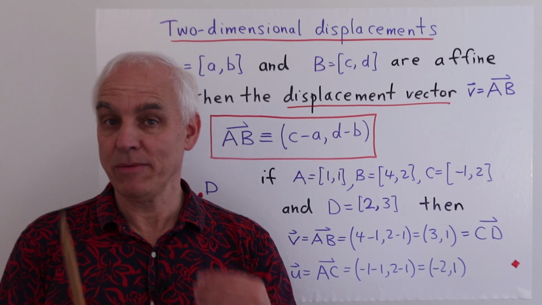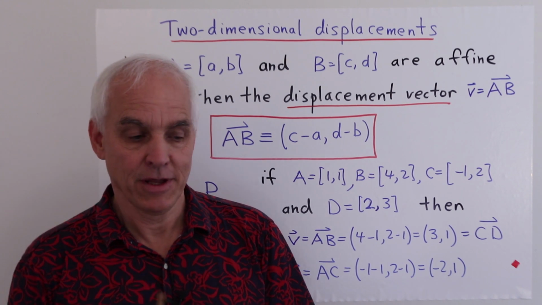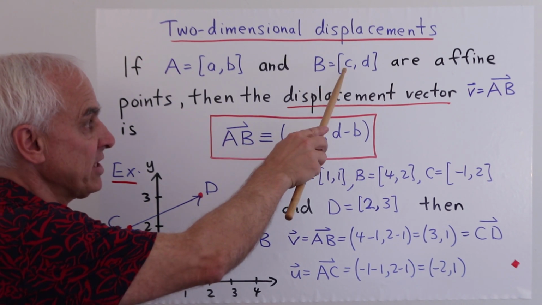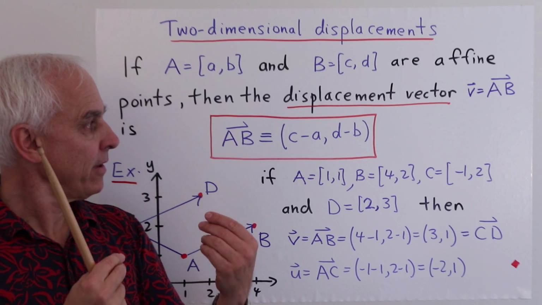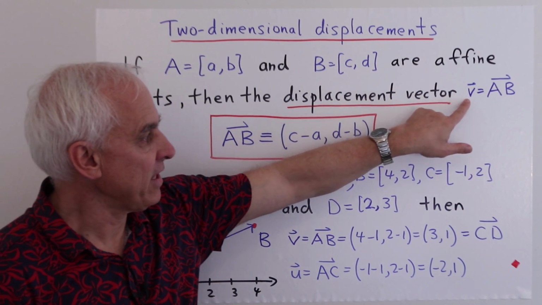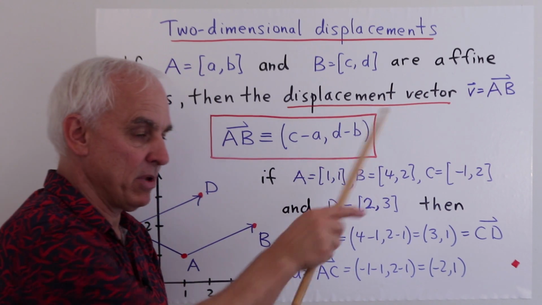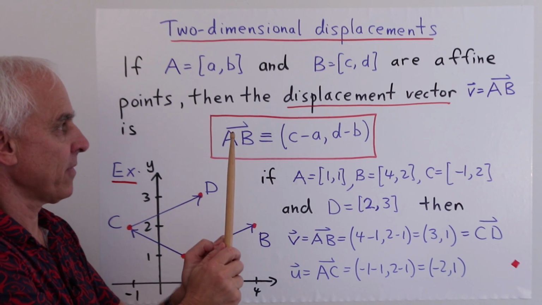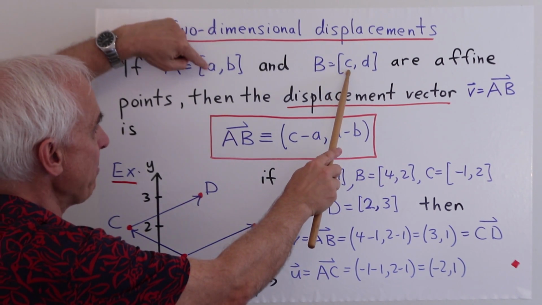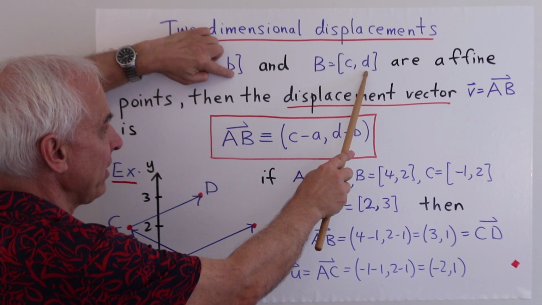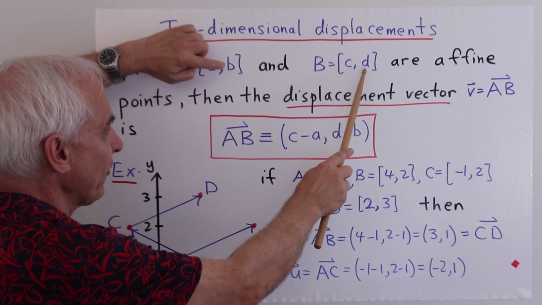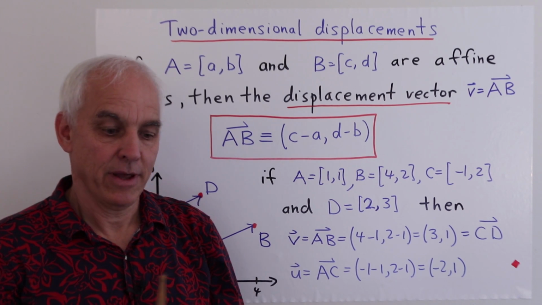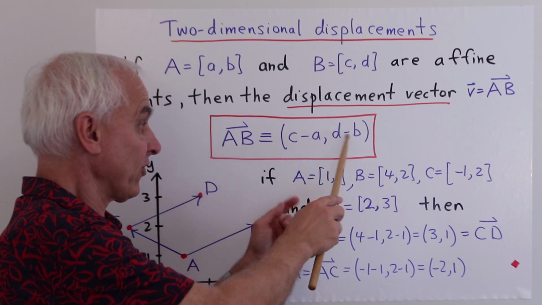Okay, so now let's look at two-dimensional displacement vectors. Suppose that we have 2 points in the plane, A, which is say (a, b), and B, which is (c, d). So these are affine points. Then the displacement vector V, written as AB, is defined in the following way. This is how we define the vector AB. It's the vector whose components are c minus a and d minus b. So the difference between the x coordinates, the difference between the y coordinates. That's the definition of the displacement vector. And it is a vector because it's in round brackets and it's got a pair of entries.